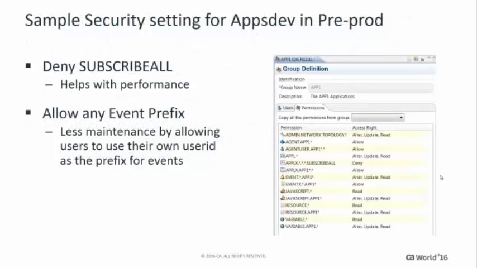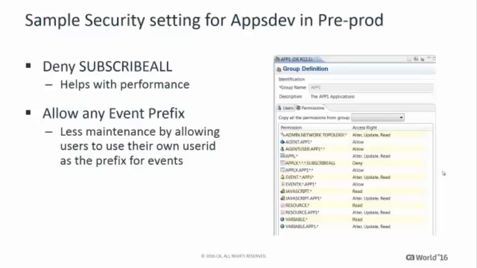Here's some sample security settings for like an apps dev environment in pre-prod. We have the new option to deny subscribe all. The subscribe all we found in the past can hurt performance within D-series in the monitoring side of the house. So if you deny subscribe all to everyone, that can very much help out with performance.